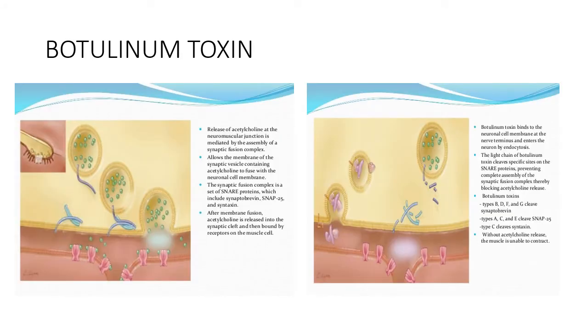And coming to the Clostridium family, there are a lot of bacteria in the Clostridium family that can produce exotoxins. One is Clostridium perfringens, Clostridium botulinum, Clostridium tetani. First we will discuss the botulinum toxin. Remember, the release of acetylcholine at the neuromuscular junction is mediated by the assembly of the synaptic fusion complex. So only when there is a synaptic fusion complex will this acetylcholine be released into the junction.